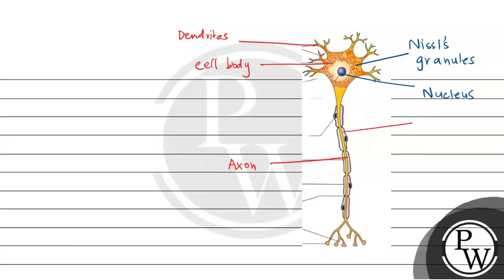And some axons contain myelin sheath which are made up of Schwann cells. Some axons are also unmyelinated, they are non-myelinated. So axons can be either myelinated, and myelinated axons have Schwann cells, or they can be non-myelinated.